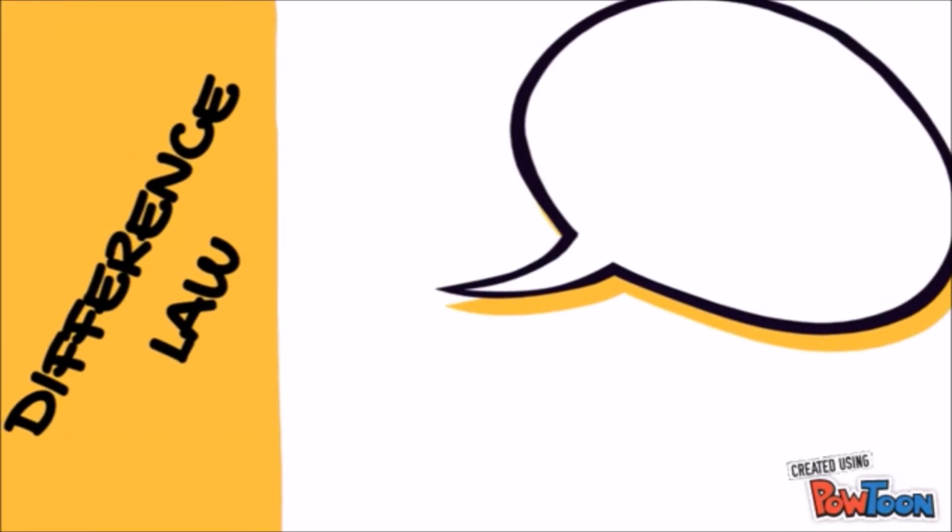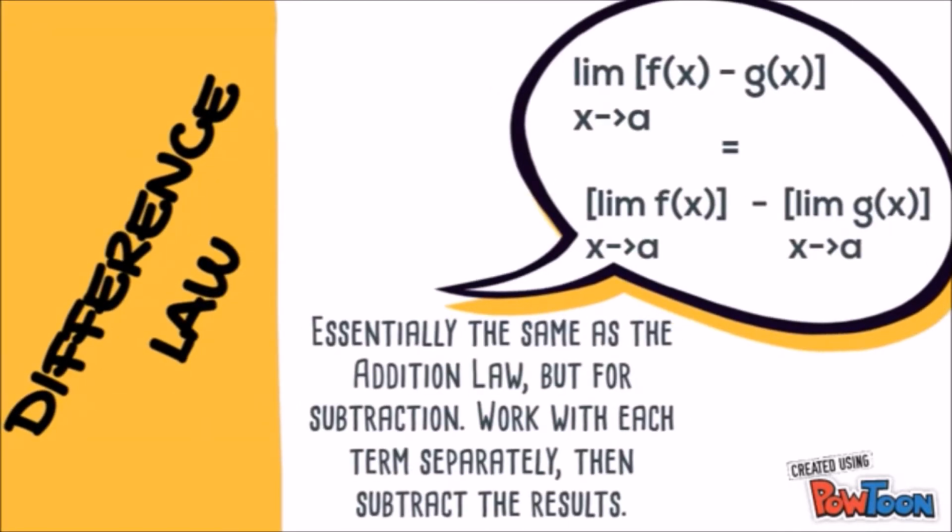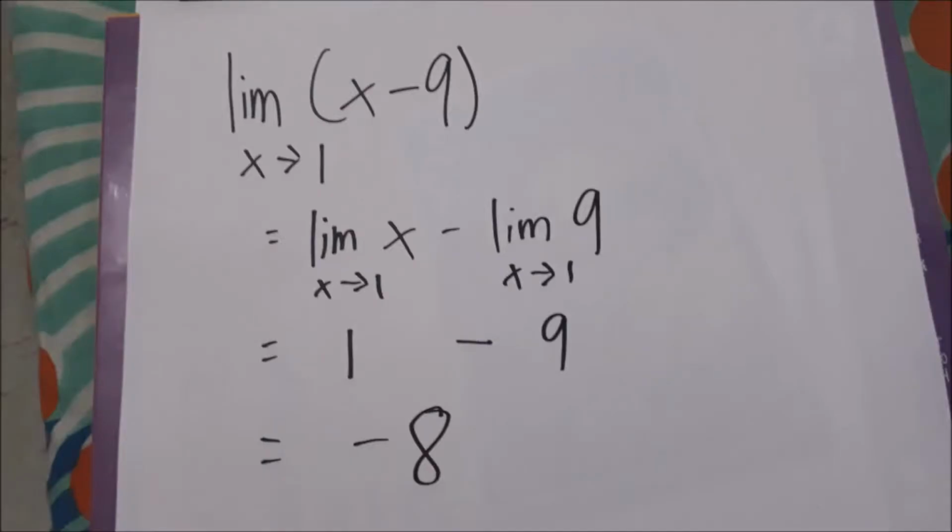The next one is the difference law, which is basically the same as the sum law, but now we have to subtract the results. It can be illustrated as the limit of f of x minus g of x as x approaches a is equal to the limit of f of x as x approaches a minus the limit of g of x as x approaches a. For example, the limit of the quantity x minus 9 as x approaches 1 is equal to the limit of x as x approaches 1 minus the limit of 9 as x approaches 1, which is equivalent to 1 minus 9, which is equal to negative 8.